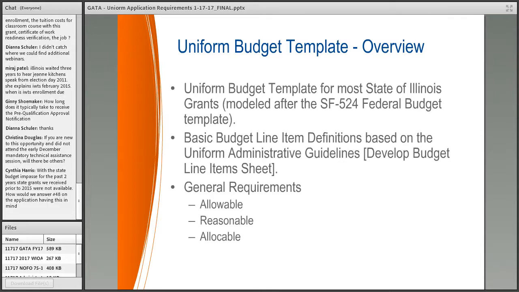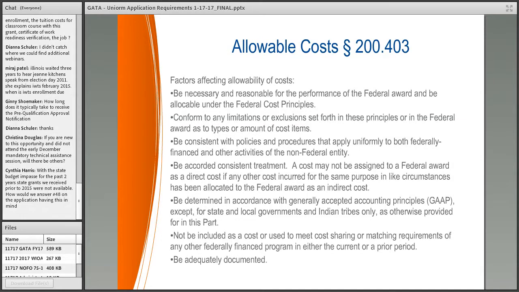It's important because I understand that we have a mixed audience, and again, I appreciate your indulgence as we go through some of the key concepts here around costs. The key is, you're using federal money. The costs have to be allowable, reasonable, and allocable. The state of Illinois is using a standard, uniform budget template that is modeled off of the federal form SF-524.